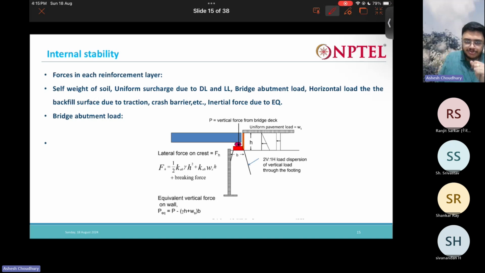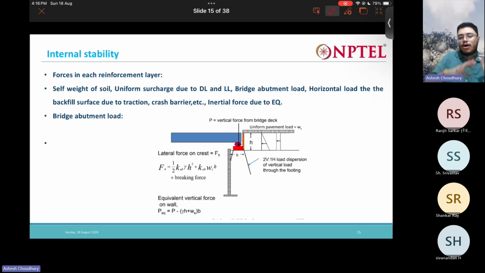The forces in each reinforcement. We will have the self weight of the soil, that is always there. Then we will have the uniform surcharge. Uniform surcharge is what? Dead load as well as live load. Then the bridge abutment load. Say you are constructing the reinforced earth wall at the end of a bridge, so the weight of the bridge abutment load you have to consider. Then the horizontal load to the backfill due to surface tension. All these things we discussed in the previous classes that you have to consider. The crash barrier load, etc.